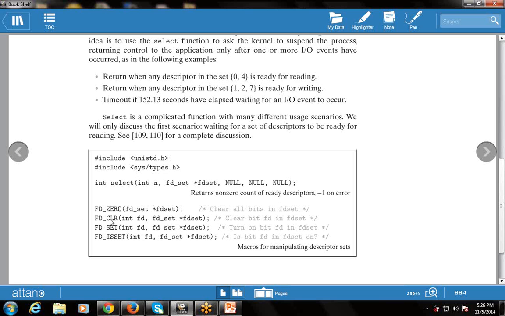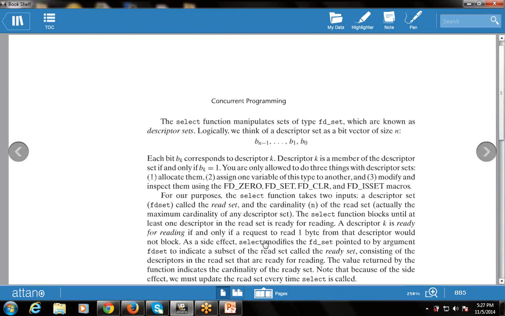Then there are the macros: FD_ZERO, which clears all the bits in the fd_set; FD_CLR, which clears a bit in the fd_set; FD_SET, which is used for setting the bits, that is, setting the file descriptor; and FD_ISSET, which checks whether bit fd is set in the fd_set or not. These are the various requirements for how multiplexing is maintained.